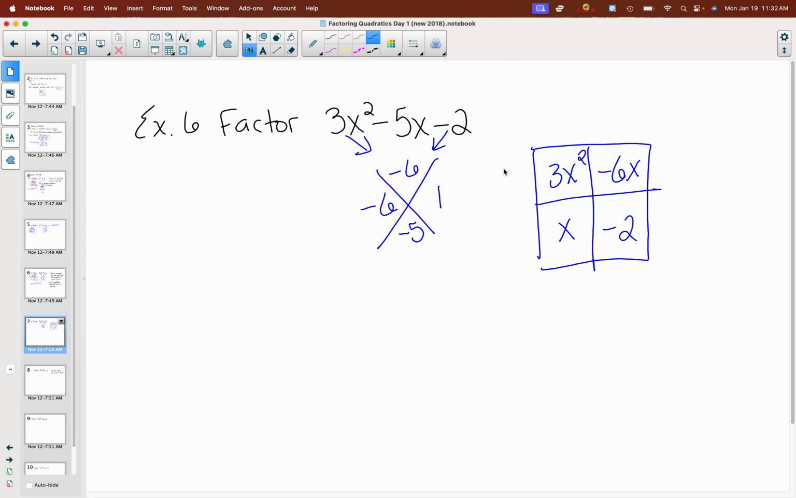So I'm going to pull out a GCF of 3x, which means this has to be an x, which this has to be a negative 2 because negative 2 times 3x gives me my negative 6x. And this has to be a plus 1. Don't forget to put plus or minus signs where they belong. And so then we get 3x plus 1 times x minus 2.